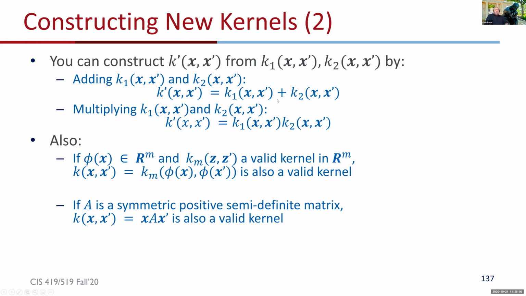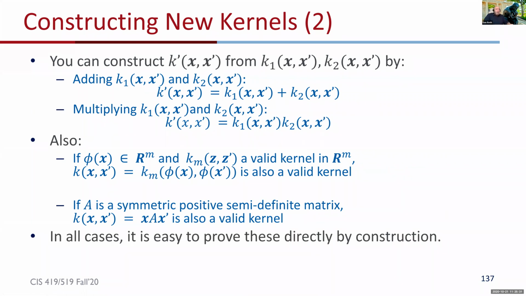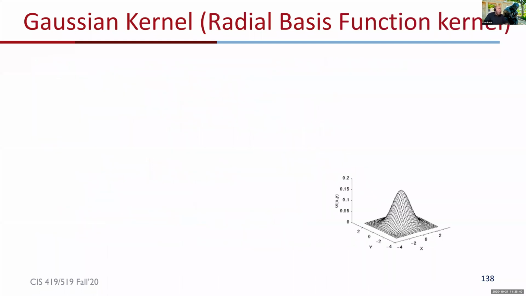You can add kernels, you can multiply kernels, and you can change the representation of vectors. So you move from x to phi of x, and then you apply the k to the phi of x's. It's also a kernel. So basically, this is a very important operation, but what I want to get to is one of the most important kernels, which is called the Gaussian kernel. Sometimes it's called a radial basis function kernel.